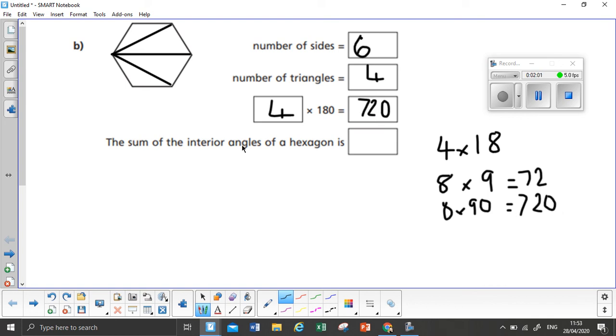So the sum of the interior angles of a hexagon is 720 degrees. There you go, try to draw a little circle there.